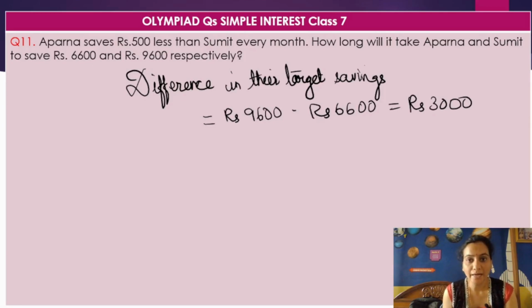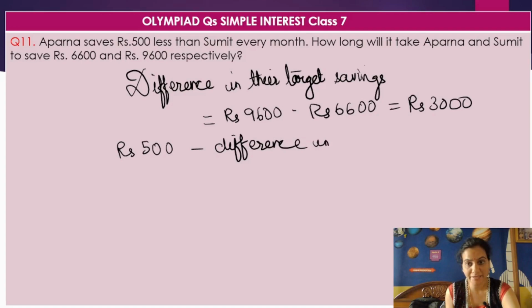So we know that Aparna saves 500 rupees less than Sumit every month. For each month, it's 500 rupees less. So how many months will each of them take to save rupees 3,000? That will be 3,000 divided by 500, right? Rupees 500 is the difference in 1 month in their savings, right?